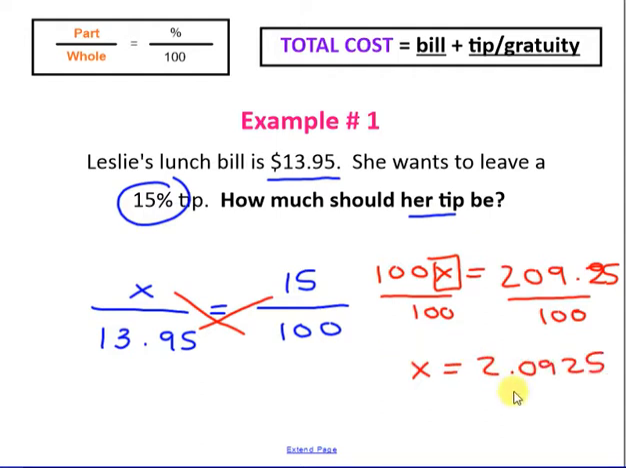2.0925. Now, you have to remember that money only goes to two spaces after the decimal. And here I have 1, 2, 3, 4 numbers after the decimal. So this 2 is going to tell this 9 to stay the same. And so our answer is her tip is going to be $2.09.